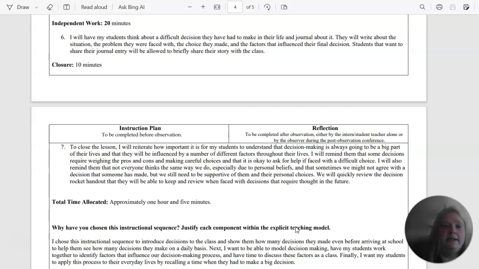And then to close the lesson, I just want to reiterate how important it is for my students to understand that decision making is always going to be a big part of their lives and that they are always going to be influenced by a large number of different factors. I want to remind them that some decisions will require weighing the pros and cons and making careful choices, and that it is okay to ask for help if faced with a difficult choice.